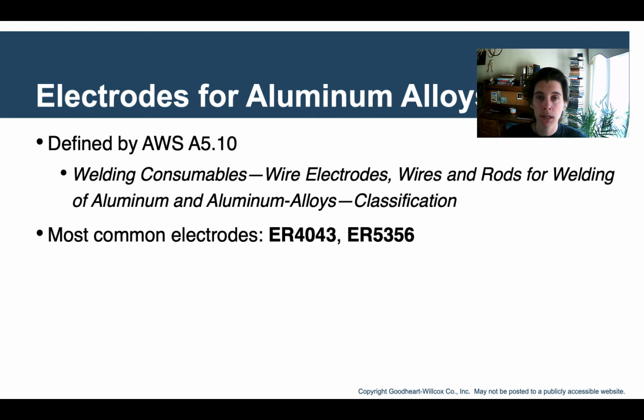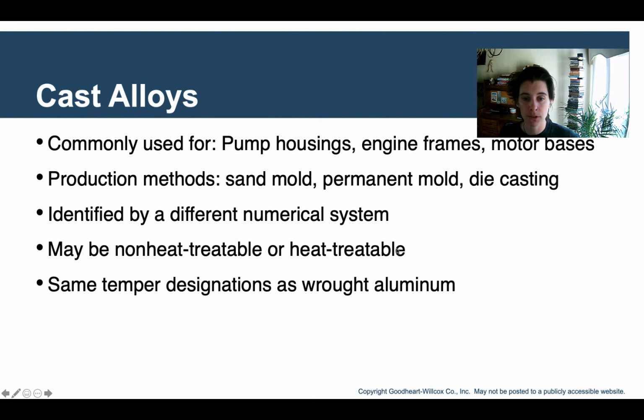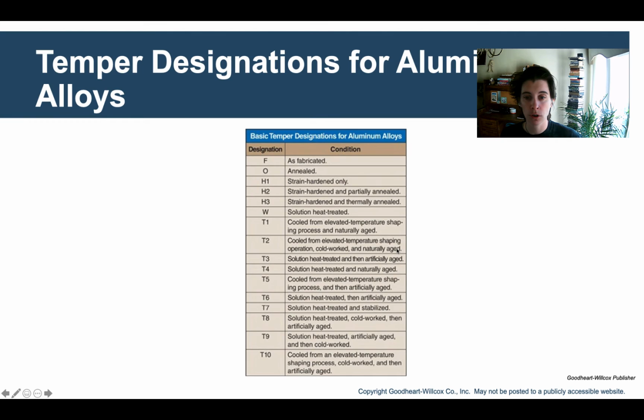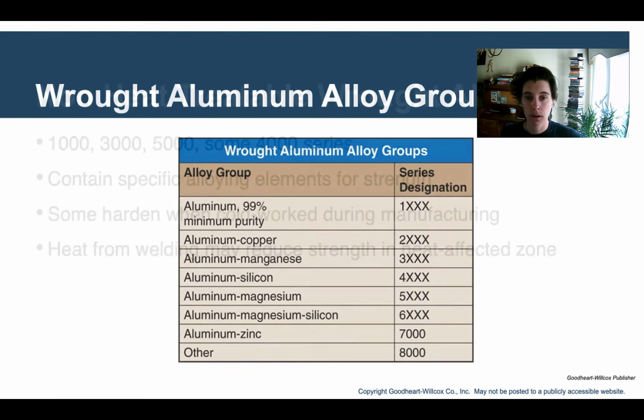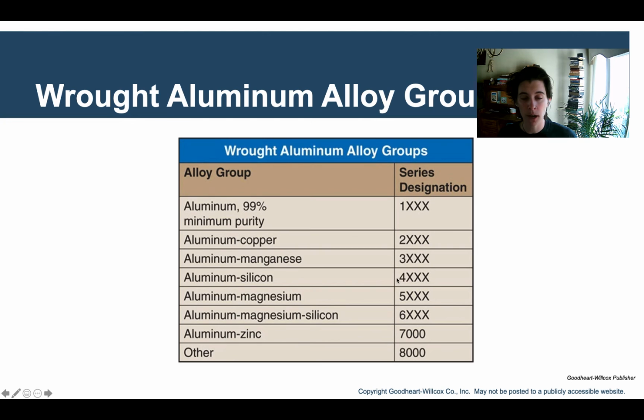If you wanted to get into all of the electrodes for aluminum alloys, it's in AWS A5.10. But these are the most common electrodes that I want you to try to remember: 4043, which is the alloy that the electrode is made out of, and 5356. So if we go back just to illustrate my point to the chart, the 4000 alloy electrode that is the most common is aluminum silicon. The 5000 is aluminum magnesium.